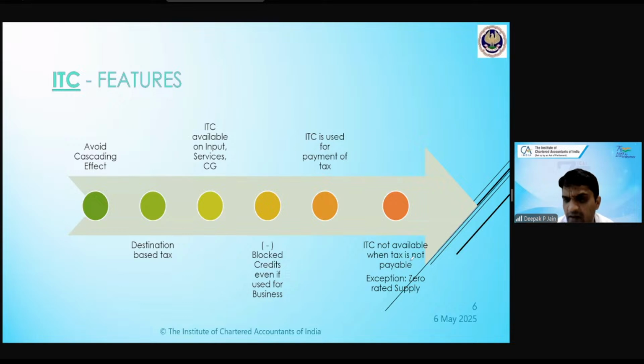ITC is not available when tax is not payable. That is, when you are making any exempt supply, then you will not get the credit. Exception is, as we know, zero rated supply. On zero rated supply, there is no tax payable, but ITC will be available. So when tax is not payable, ITC is not available, but when it is a zero rated supply, then ITC will be available. This we are clear.